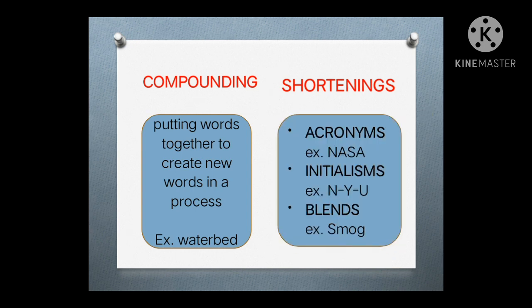First, the acronyms, in which initials of letters of an expression are joined and pronounced as a word. Example, NASA. Second, initialism, which resembles acronyms but are pronounced as a sequence of letters. Example, NYU, that stands for New York University. Third, blends, in which words are created by combining parts of words. Example, smog, that stands for smoke and fog.